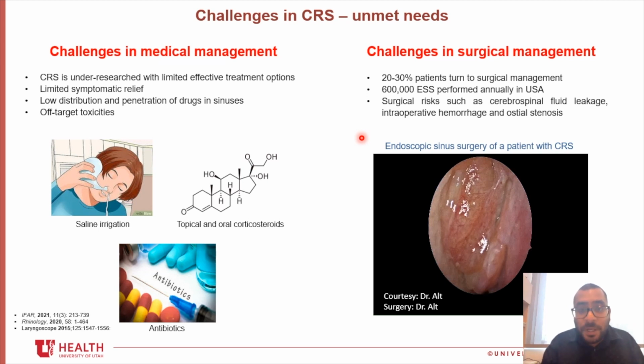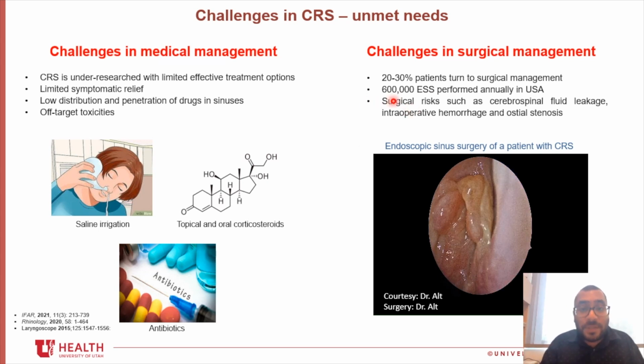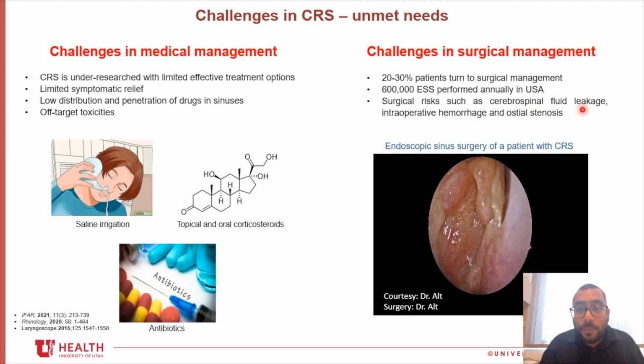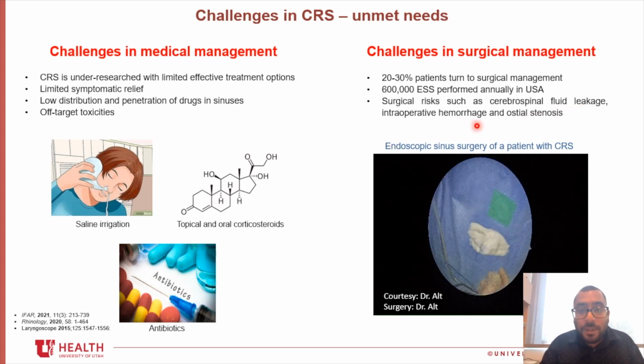endoscopic sinus surgeries is there are always surgical risks, such as cerebrospinal fluid leakage, intraoperative hemorrhage, and orbital injury. If you remember, the ethmoid sinus is present behind the eye. So if the surgeon is going to pull out the mucus from the ethmoid sinus, there is always a chance that he can hit the base of the eye and cause injury. So surgical risks are always present in these patients.